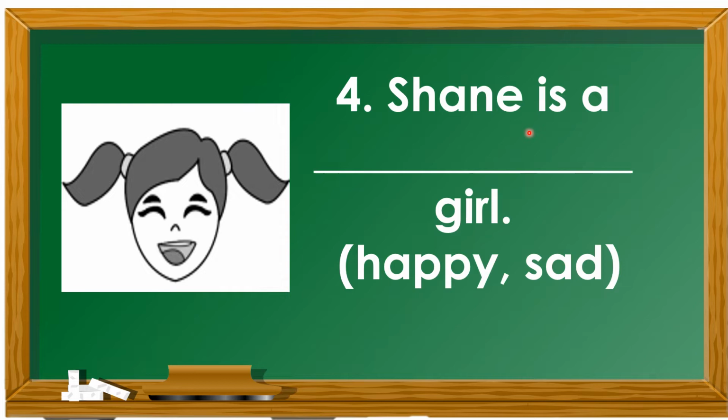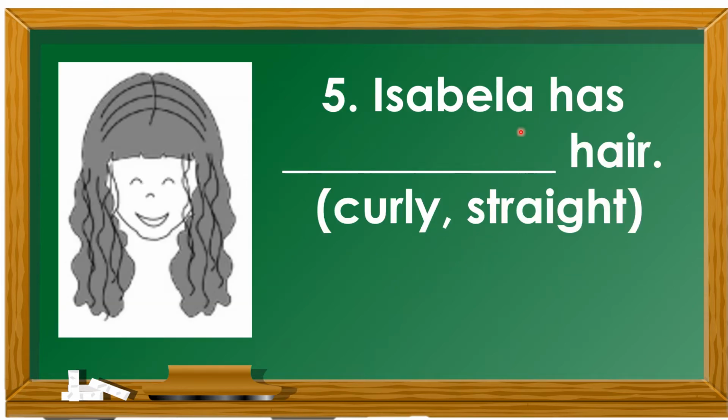Next, Shane is blank girl. Okay, this is feelings dito ang dinidescribe. Is the girl happy or sad? Yes, happy. Next, Isabella has blank hair. Is it curly or straight? When you say curly, kulot. Then straight, tuwid. Oh, how are you going to describe her hair?